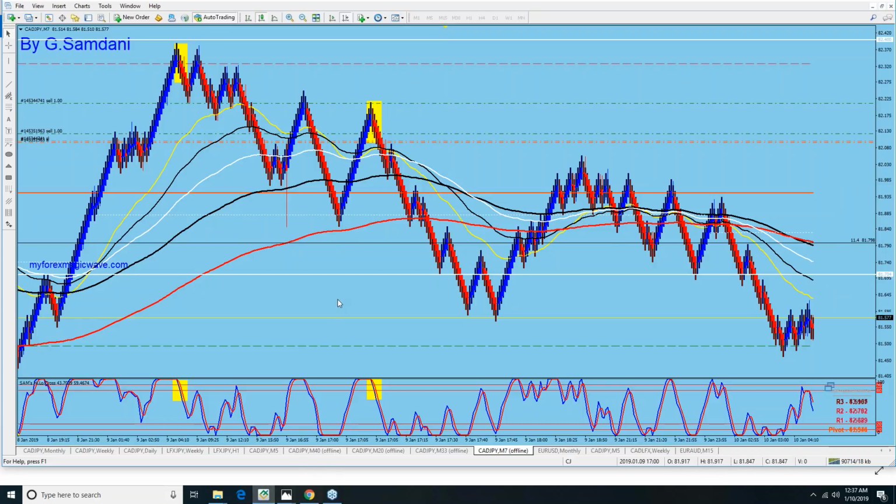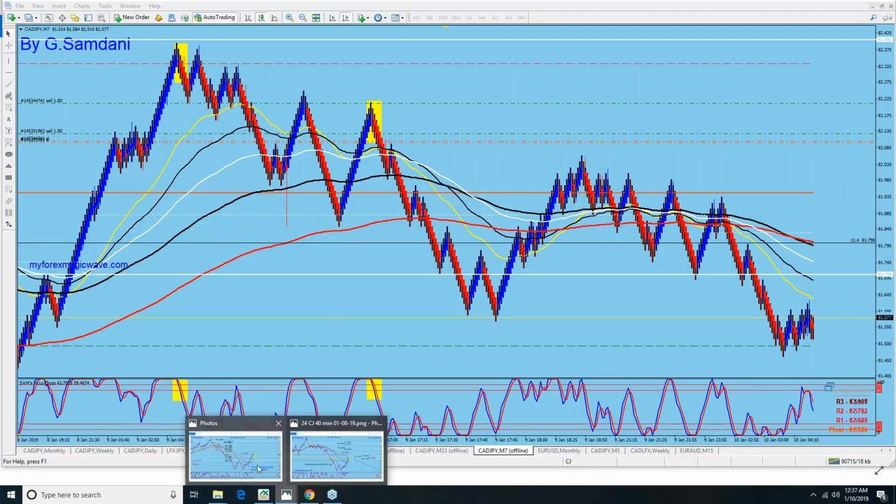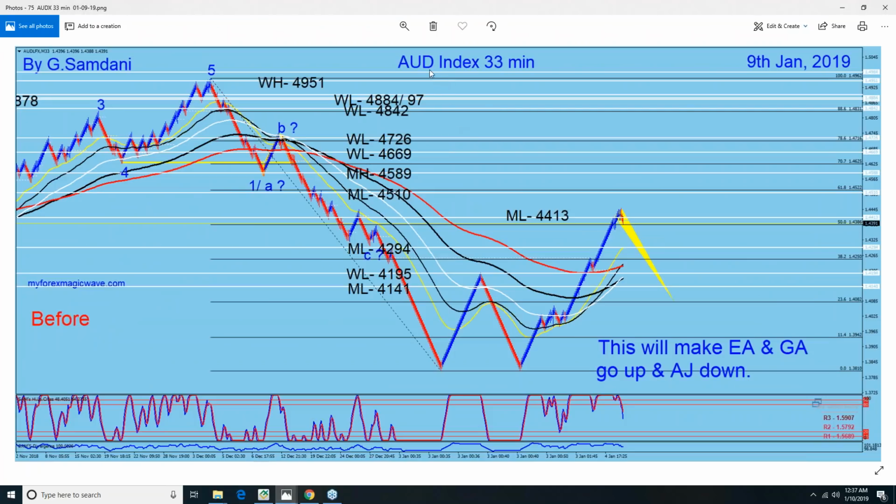Now, is it a fluke? Okay, so what about this chart that I sent out yesterday? Aussie index 33-minute chart. In fact, I sent it out today, in the morning. This is the Aussie index again, same thing. It went all the way up there, 50%, this area 44.13, and after that, usually it makes a turn. It's not going to go all the way up.